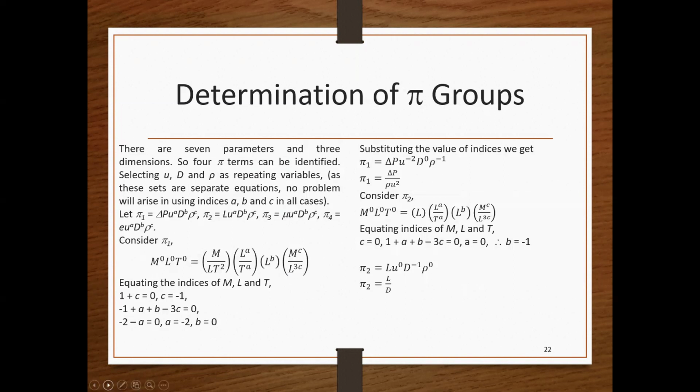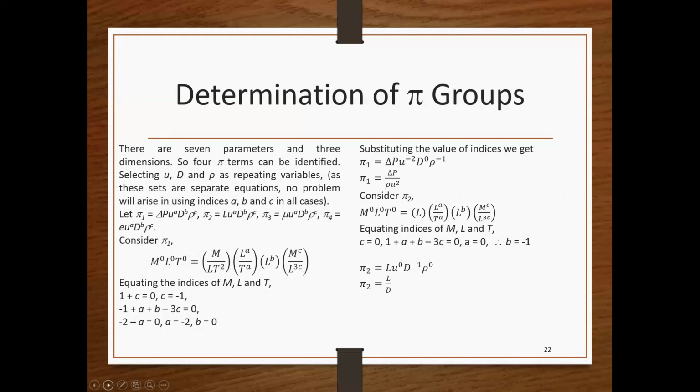There are 7 parameters and 3 dimensions, so 4 pi terms can be identified. Selecting U, D, and rho as repeating variables, as these sets are separate conditions. No problem will arise in using A, B, C in all cases. So, these are the repeating variables. Let pi 1 be delta P, U^A, D^B, rho^C.